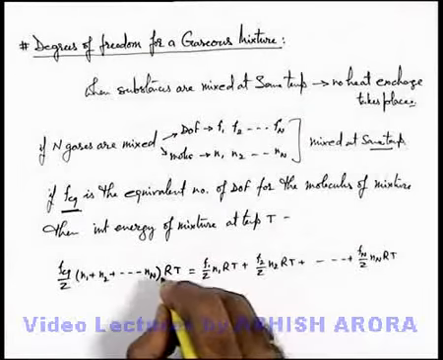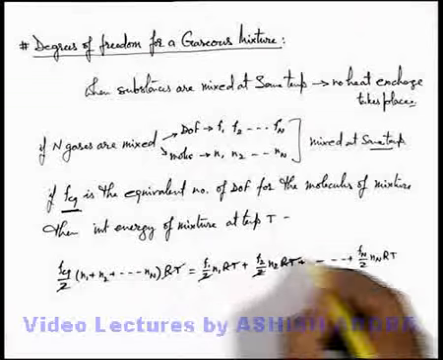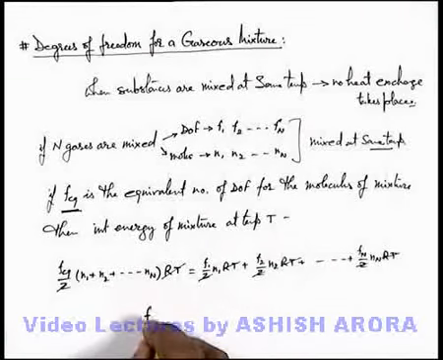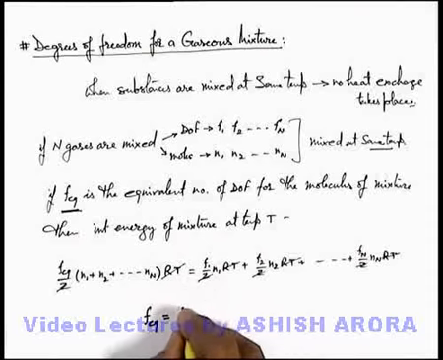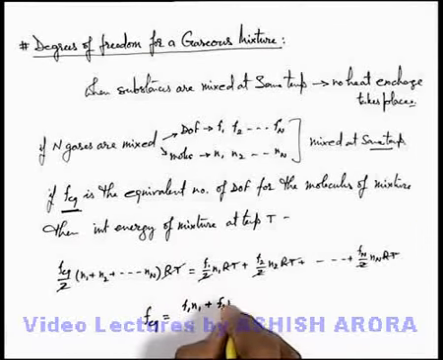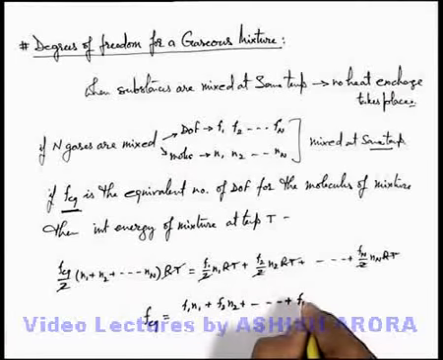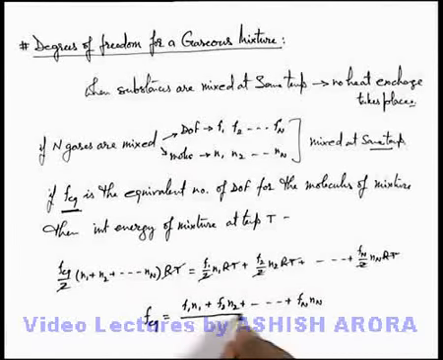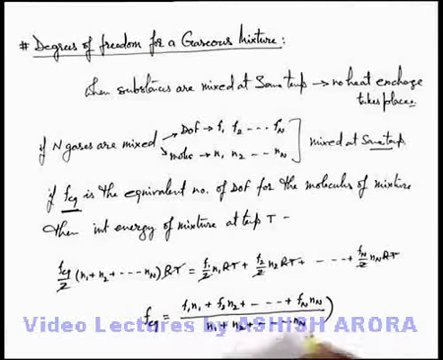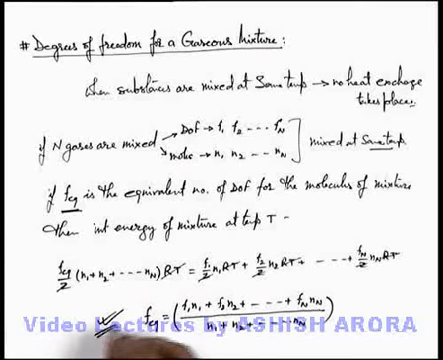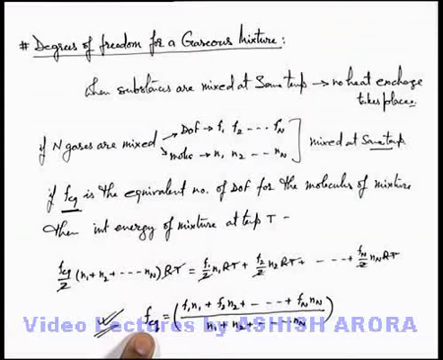But in this expression you can see this RT and 2 gets cancelled out, and on rearranging we'll get the equivalent number of degrees of freedom for a mixture. It will be F1 N1 plus F2 N2 plus and so on up to Fn Nn divided by N1 plus N2 plus up to Nn, that is total number of moles. So this is the expression we use when required for calculation of equivalent number of degrees of freedom for a gaseous mixture. This is quite useful for various analysis as well as numerical problems also. We'll see in different examples later.